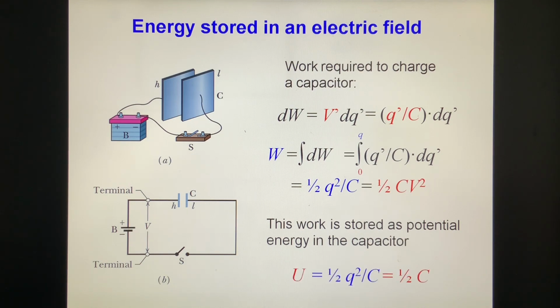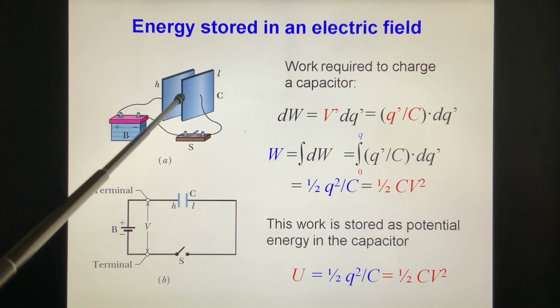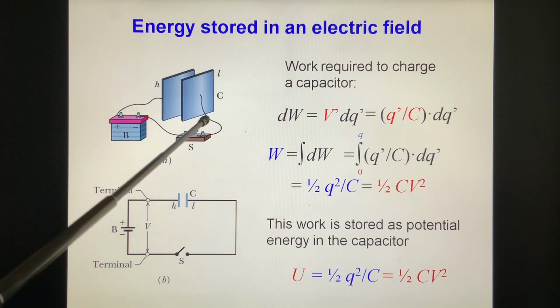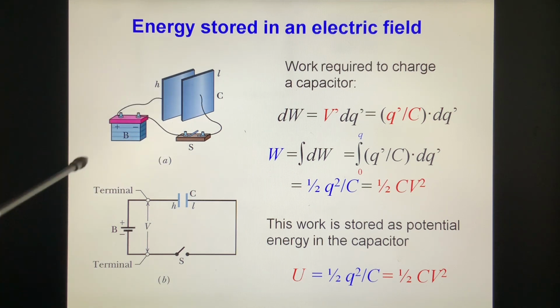So we see if there is a charge Q on the capacitor, then the electric energy stored in this capacitor is half Q squared over C. Or if the potential difference across the capacitor is V, then there is energy stored, half CV squared, in this capacitor.